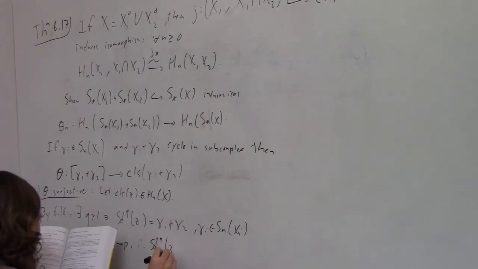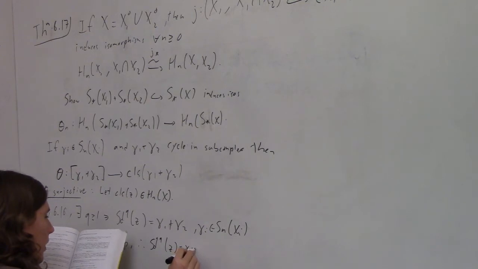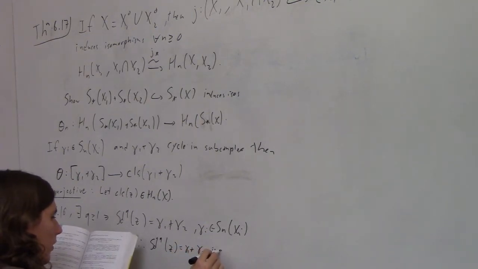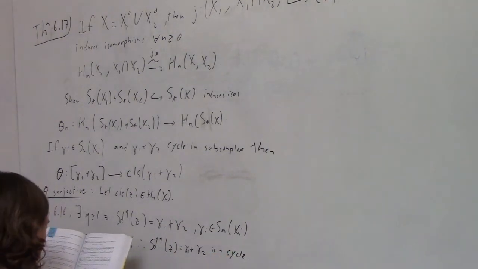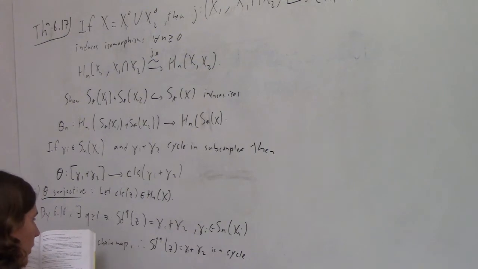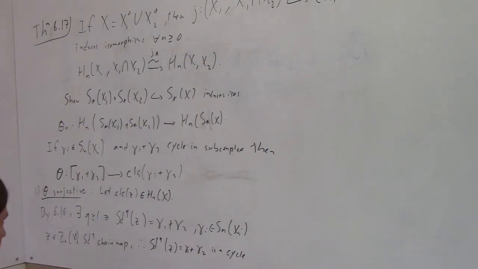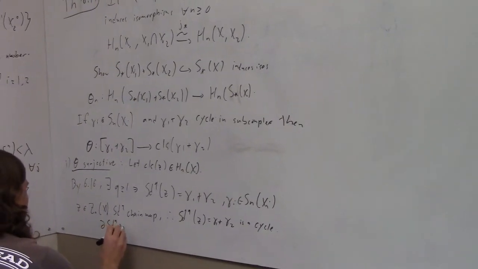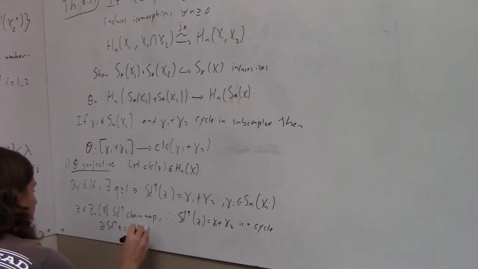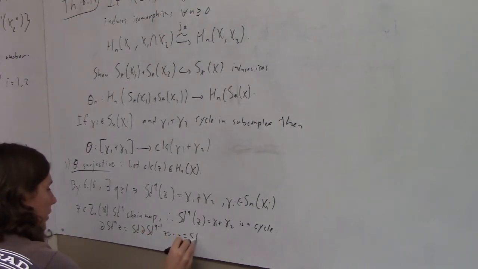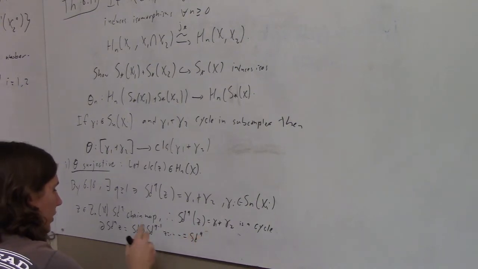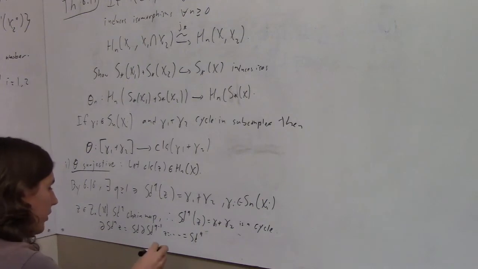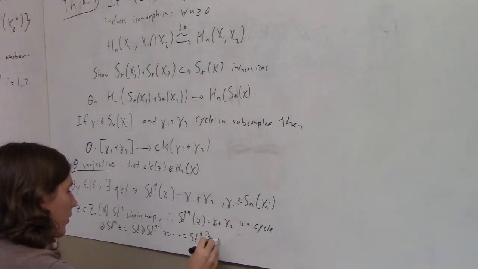SD^q of Z plus gamma 2 is a cycle. Do you guys see why that is? Is it because of a commuting diagram of some sort? Yeah, you can write the boundary of SD^q of Z as SD boundary SD^(q-1) Z, which equals SD^q boundary of Z. You can just keep moving these boundaries around because it's a chain map. The fact that Z is a cycle eventually gives you 0, right? Yeah.